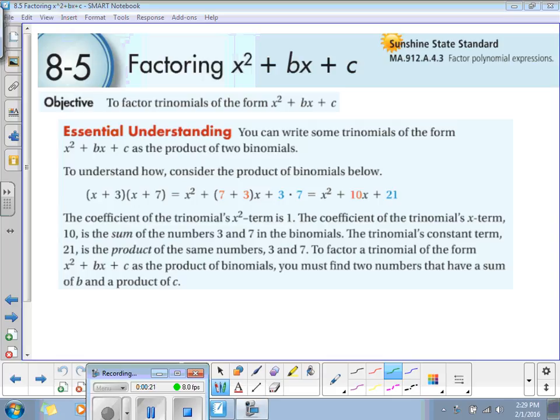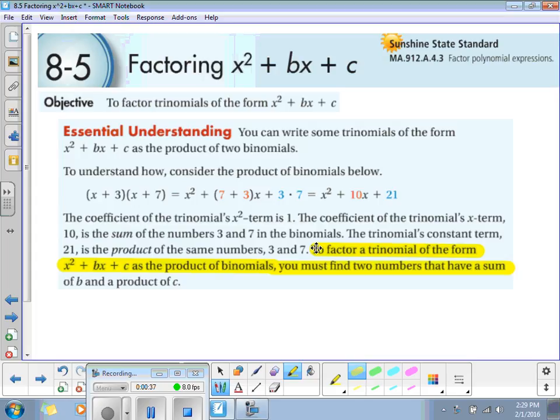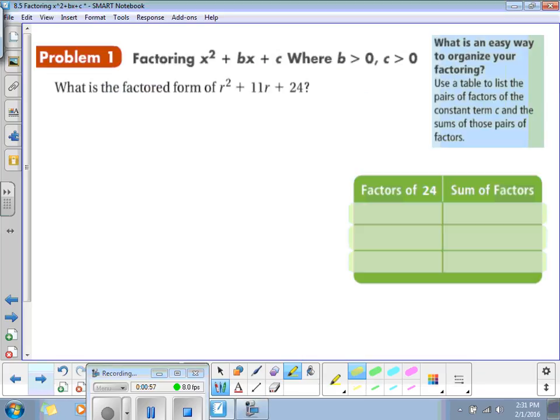To factor a trinomial in the form x squared plus bx plus c as the product of binomials, you must find two numbers that have a sum of b and a product of c. All right, so you need to keep in mind that you want the sum of b, which is the middle term, and a product of c, which is the third term. Okay? So let's take a look at problem 1.